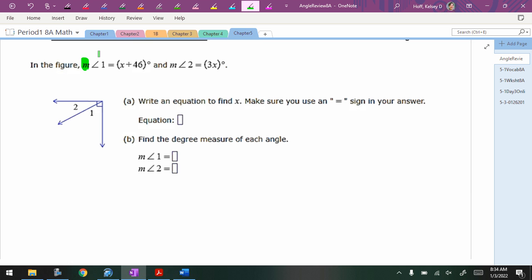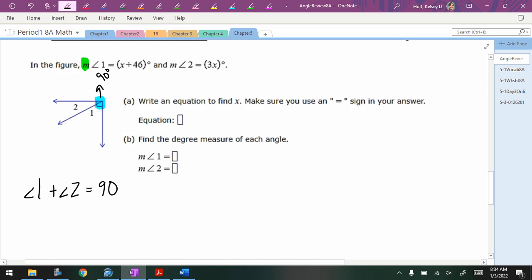Liana? How did you know it's 90 degrees? You're absolutely right. Very good. You see that little box they drew in the corner? They're indicating to us that this is 90 degrees. They're telling us angle 1 plus angle 2 is 90 degrees.